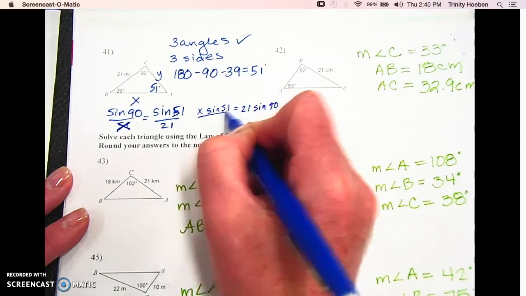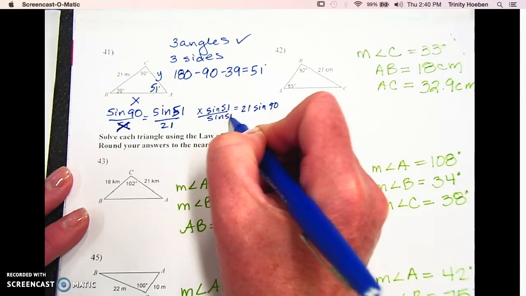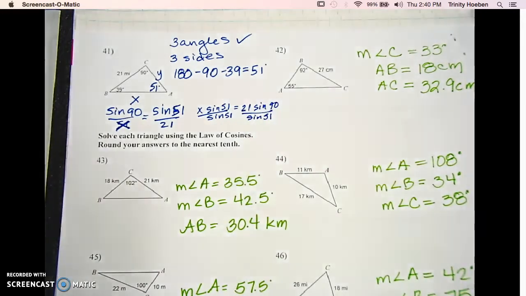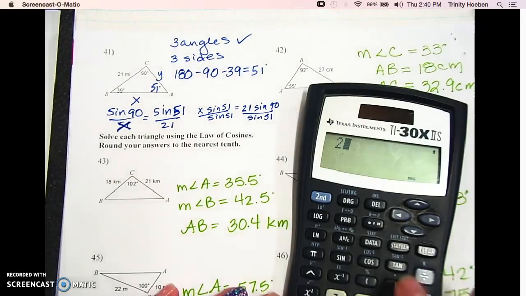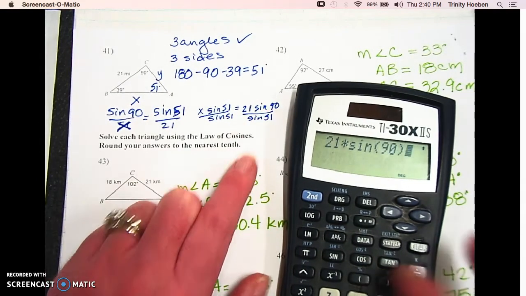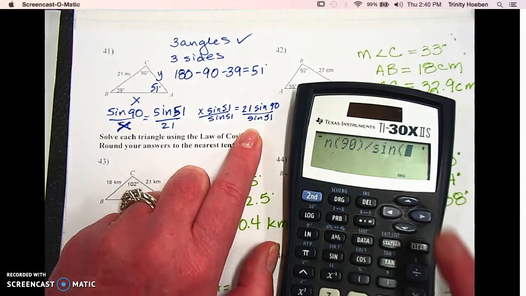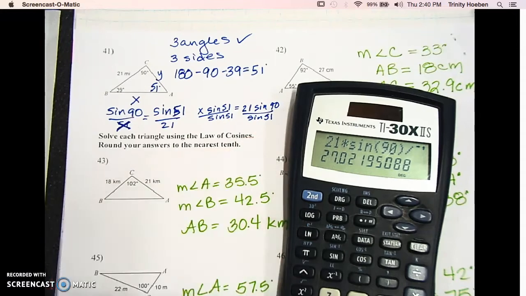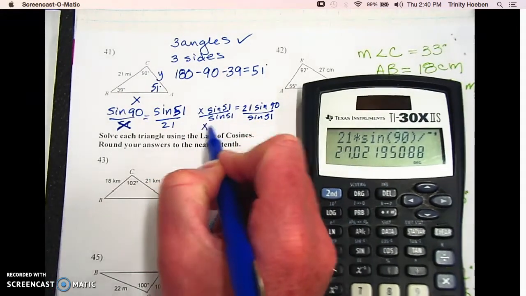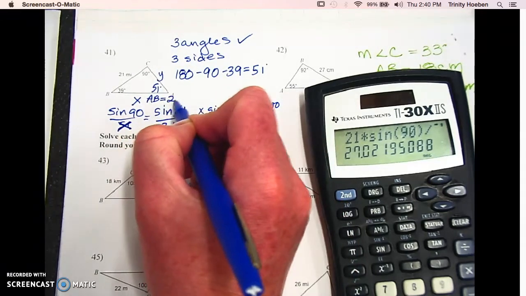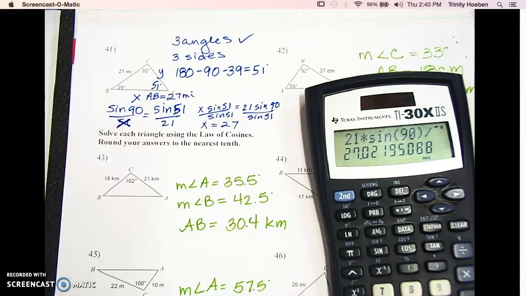And the inverse operation of multiplying is dividing, so we want to divide both sides by the sine of 51, and then just type that into the calculator. So we're going to do 21 times the sine of 90, divide that by the sine of 51. Right now we have 27, and there's a 0 after it, so it's just 27. So x is 27. So if we come over here, that's side AB is equal to 27 miles.